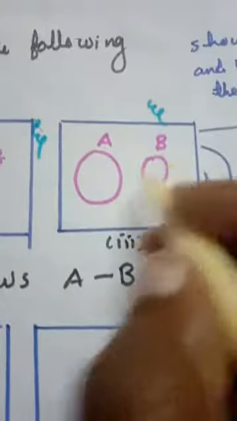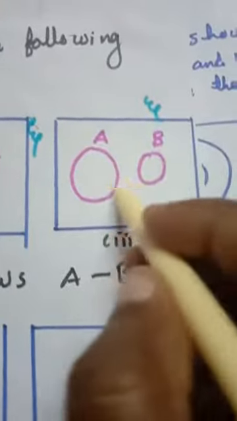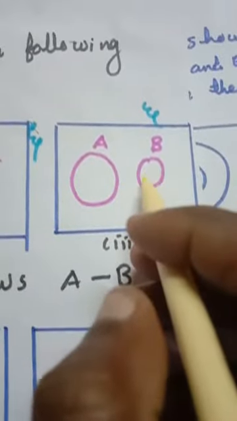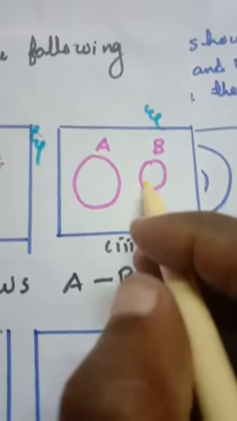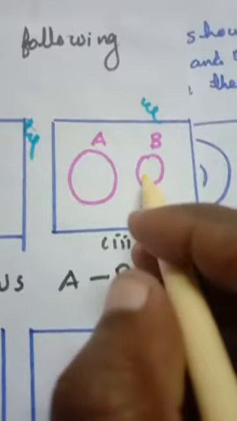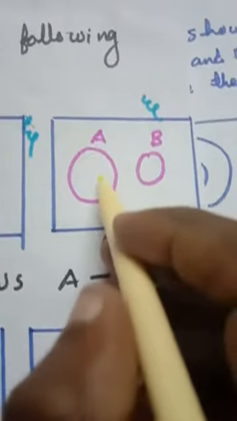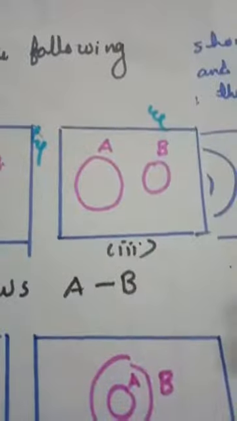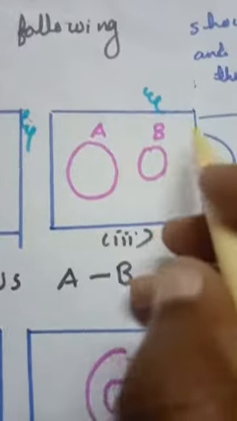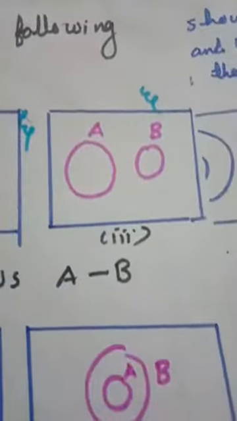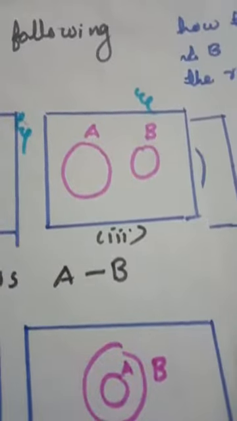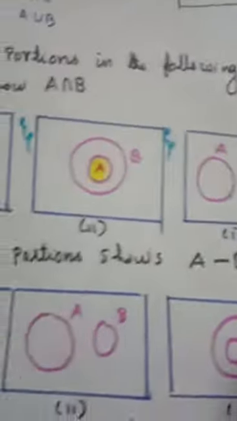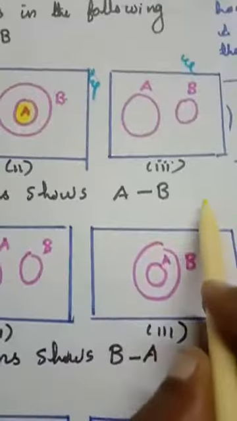Now the disjoint set. For a disjoint set, there are no common elements. A intersection B means the elements common for A and B. Here no common. Disjoint means no common. So nothing is common. No need to shade. Null set. Clear.